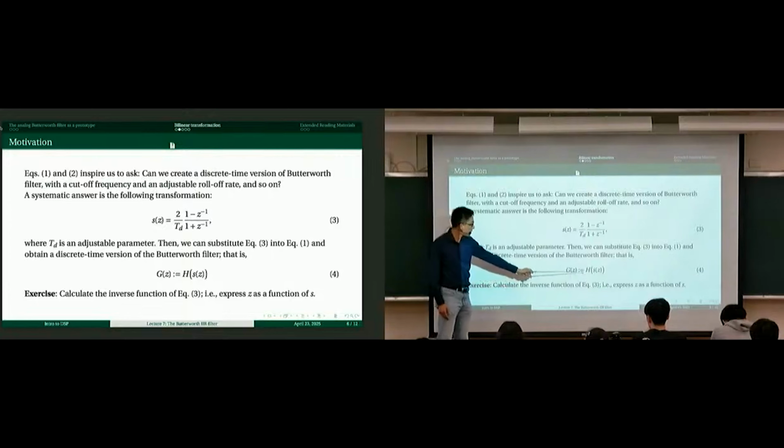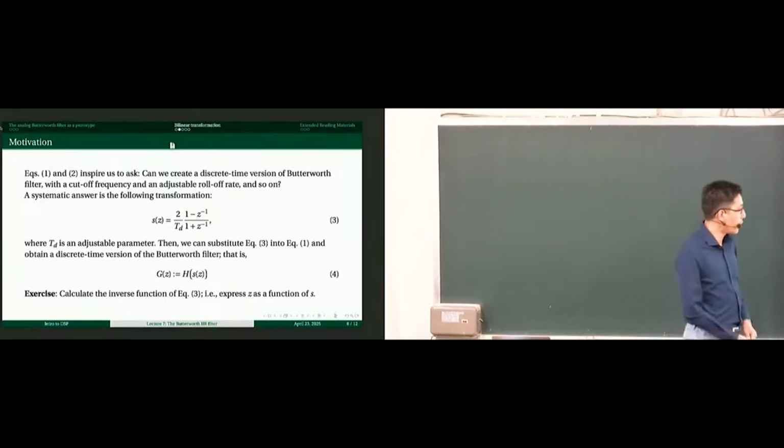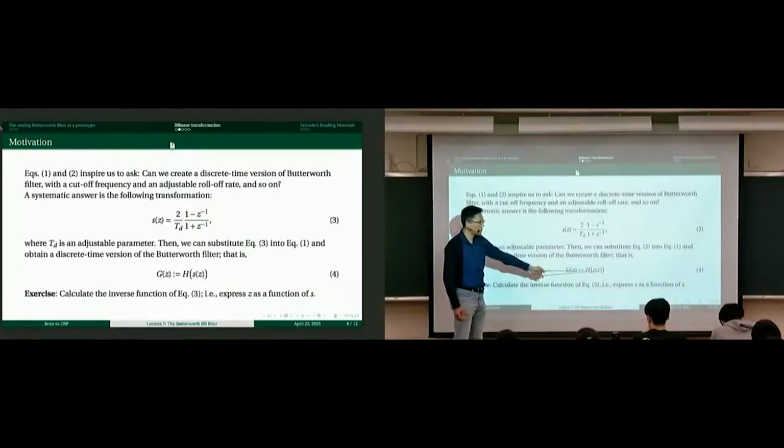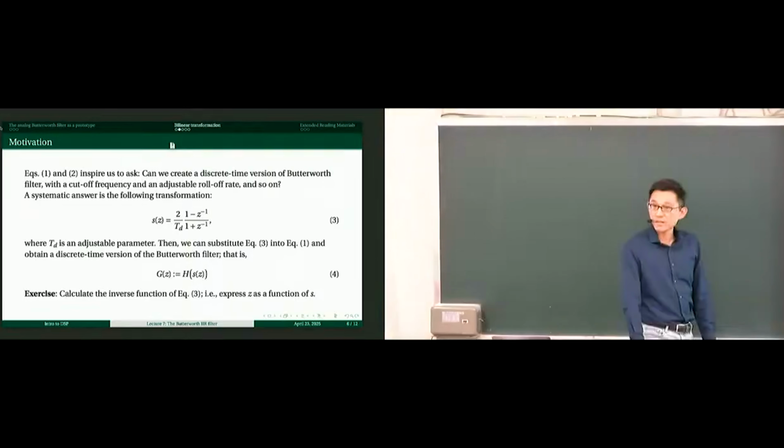Let's say H is the prototype. H is a function of S, so H is in the S domain. Now, whenever you see S, make a substitution, rewrite S as a function of Z. Is that clear? Whenever you see S, rewrite S as a function of Z, and then the result will become a function of Z. This composite function, let's call it G. We argue that G is already a design.